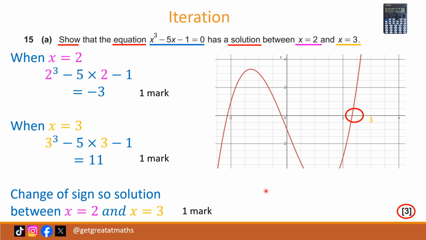But for this question, all you've got to do is identify this change of sign, which means one value is one side of the x-axis and the other value is the other side of the x-axis, leaving me with a change of sign, which shows that you have got a solution between the two values. This is worth 3 marks in the exam, so make sure you are clear and you know exactly how to do this.